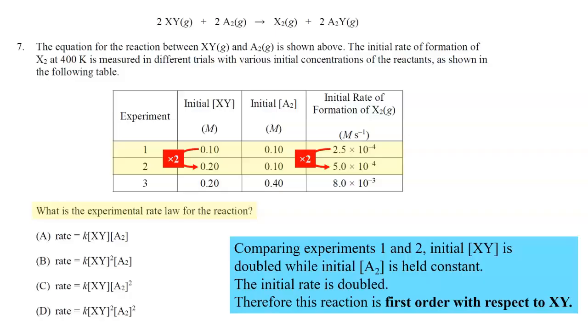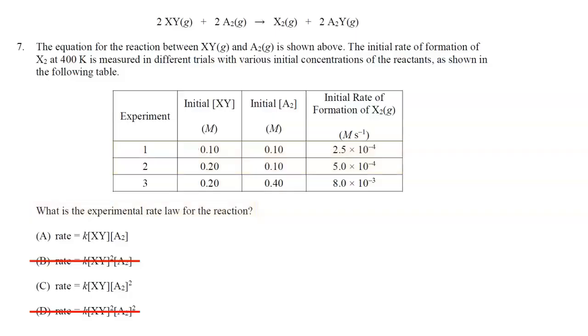So I'm going to eliminate choice B because it shows second order with respect to XY. And then I'll also eliminate choice D for the same reason because it shows a second order with respect to XY in the rate law. Now we've narrowed it down to choices A and C. Let's consider the order with respect to substance A2. To do that, I'm going to compare trials 2 and 3. When I compare trials 2 and 3, I see the initial concentration of A2 has increased by a factor of 4, while the initial concentration of XY was held constant.